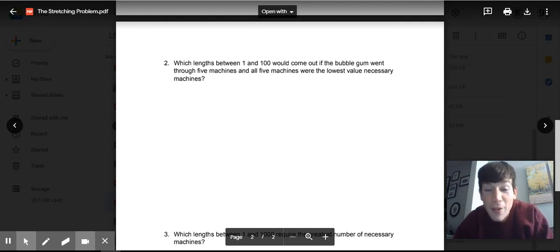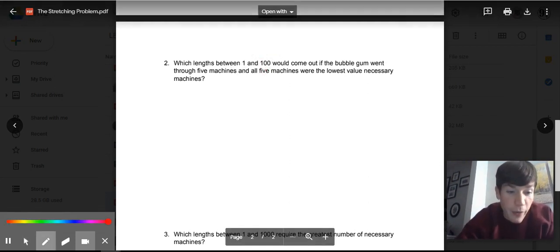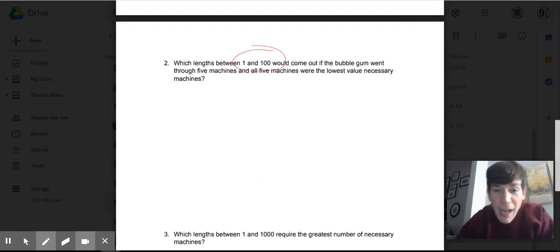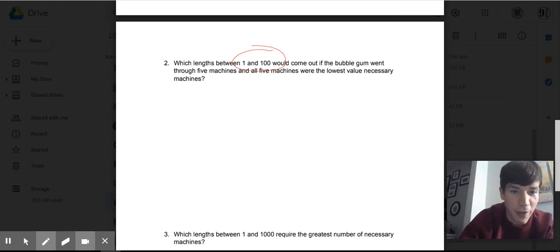So when we're talking about the lowest value necessary machines, we're talking about any machines that are prime numbers. So when we're looking at 1 through 100 here, I'm thinking what numbers between 1 through 100 would be possible if we used 5 different machines. Well, remember you can use the same machine over. So I'm going to give you one example. We'll see if you can find the others.